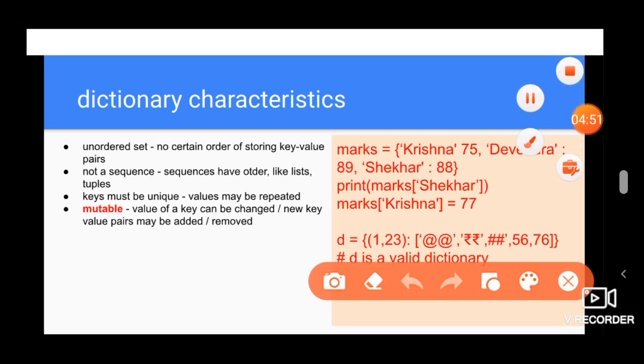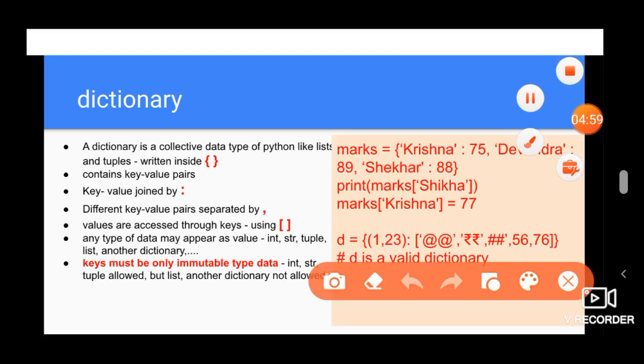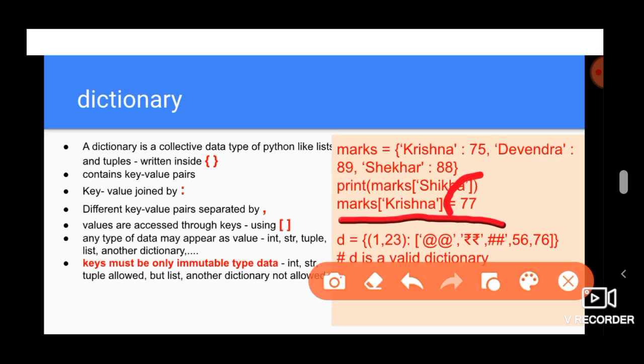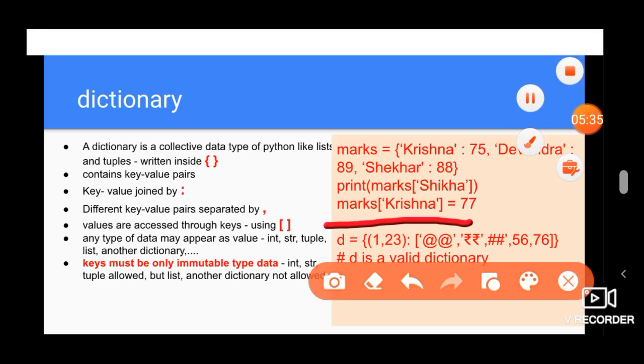Next, one more thing is that you can also change the values associated with the keys. Like in this statement, we are assigning a different value to the key Krishna. So the key Krishna will now have the value 77 instead of the previous value 75. So this is how you can change the values in a dictionary. Notice that to refer to the value, you use the same notation: the dictionary name followed by square brackets containing the key.